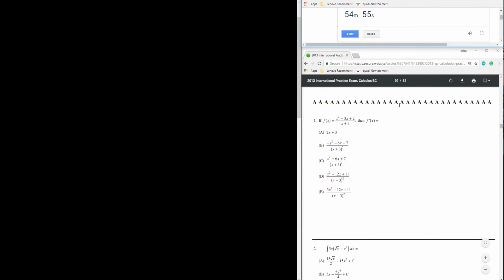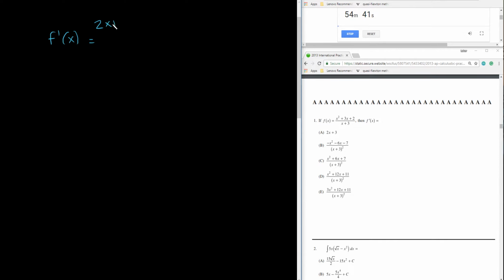If f of x equals blah, then f prime of x equals... Okay, so first thing I noticed is that we might be able to factor this, but it probably won't matter. So let's just compute this derivative by force. It's going to be the derivative of the top, so 2x plus 3, times x plus 3, minus the top times the derivative of the bottom, which is just 1, divided by the bottom squared.